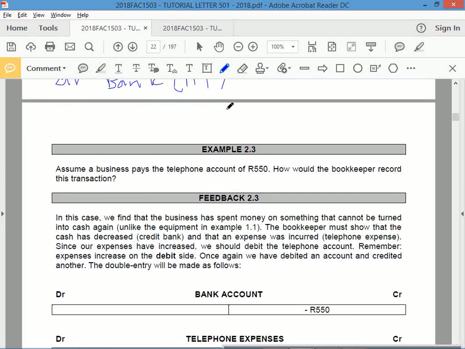Right, here's another one. This is a good one because we're dealing with an expense here. Very important concept to understand here when we look at this expense. Business pays the telephone account of 550.